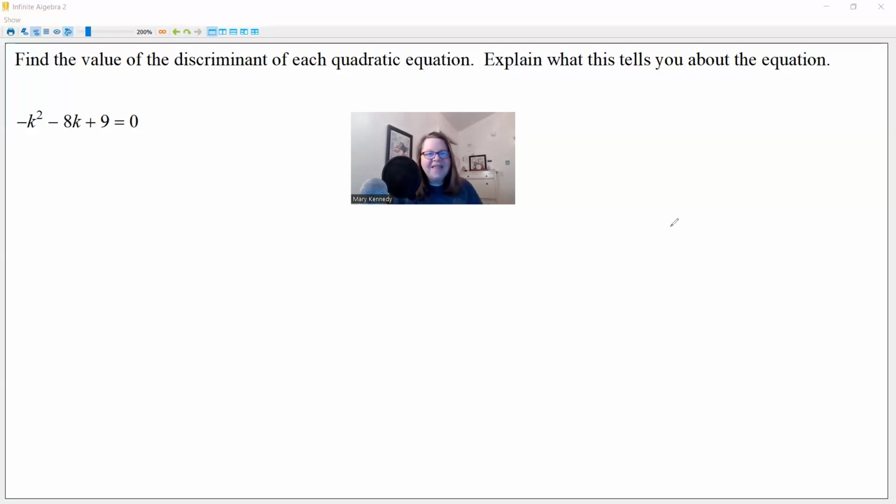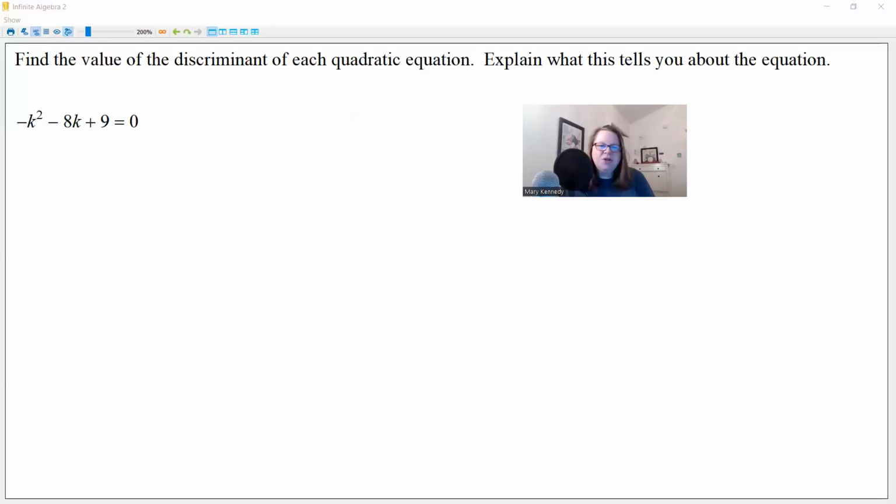All right, let's find the discriminant of this quadratic. So remember that comes from the quadratic formula, but the discriminant is just the part underneath the radical. It's the b squared minus 4ac. So just the part under the radical in that big quadratic formula that you've seen.